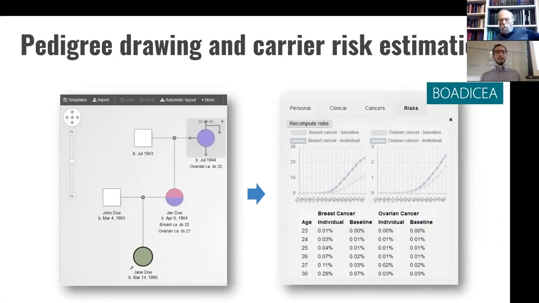On the cancer side, we have a number of features built into the pedigree tool to help record different cancers over time, different cancers for all the different family members and the individual. And because this data is now computable rather than being drawn on paper, we can convert it into formats that can be connected into Bodicea or other cancer risk tools so that those risk curves or risk assessments can be computed on the fly dynamically.